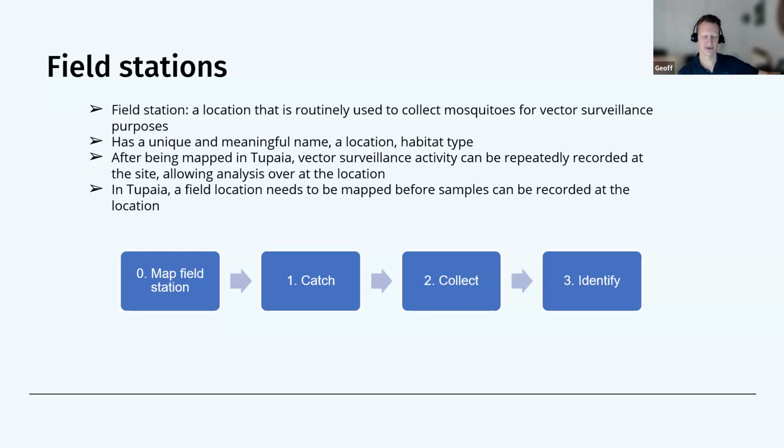So the idea is you'd create your field station in Tupaia. You'd physically be at that field station, and you don't have to do that more than once for that field station. Then each time you catch mosquitoes at that field station, you would fill in separate forms and say you're collecting from that particular field station. Now, this will make more sense during the demo. It's a bit artificial at this stage.